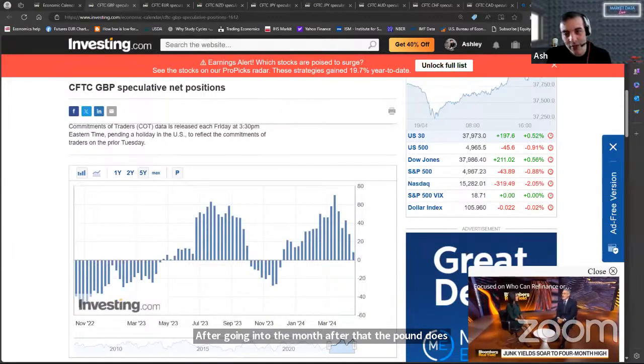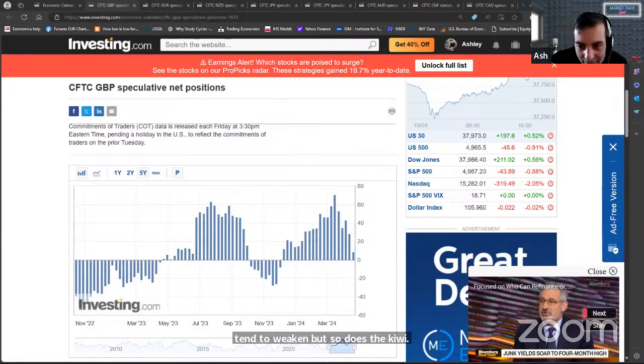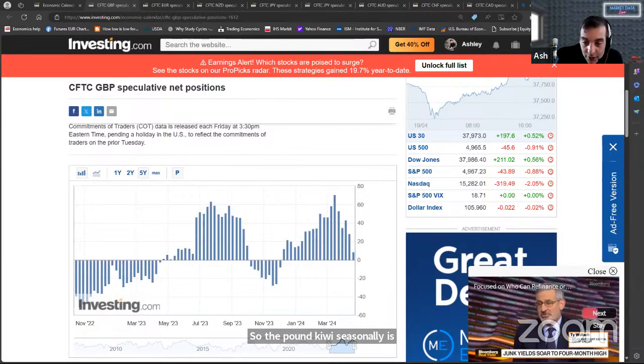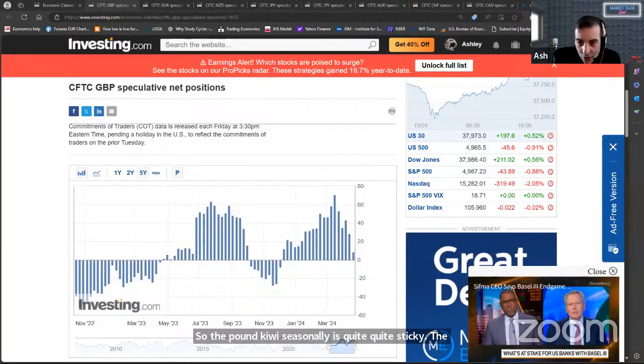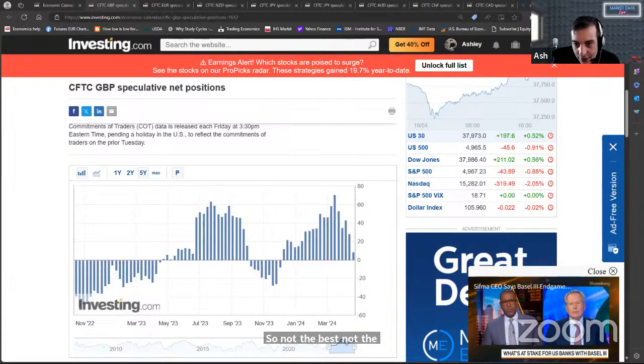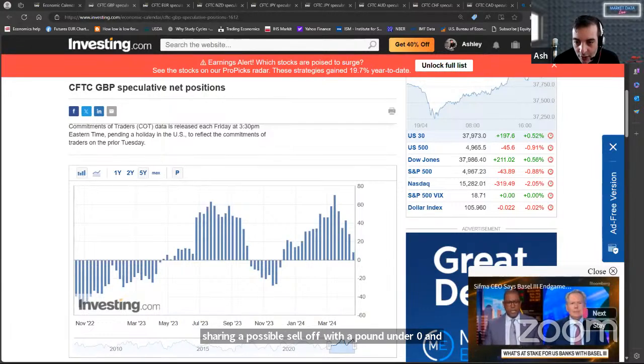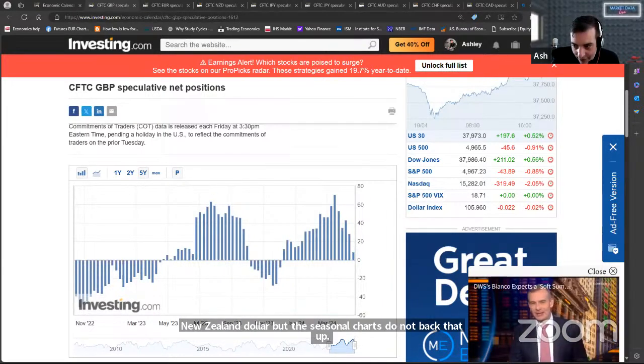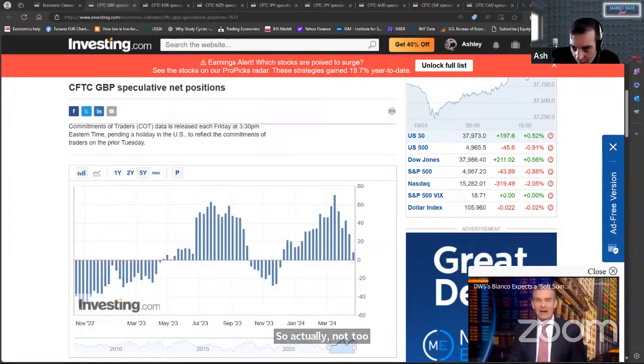After going into the month after that, the pound does tend to weaken, but so does the Kiwi. So the pound Kiwi seasonally is quite sticky. The Kiwi does tend to underperform, incidentally, the pound. So not the best combination. COT data is showing a possible sell-off with a pound under zero, and maybe a climb above zero with the Kiwi, with the New Zealand dollar. But the seasonal charts do not back that up. So actually, not too attractive right now.